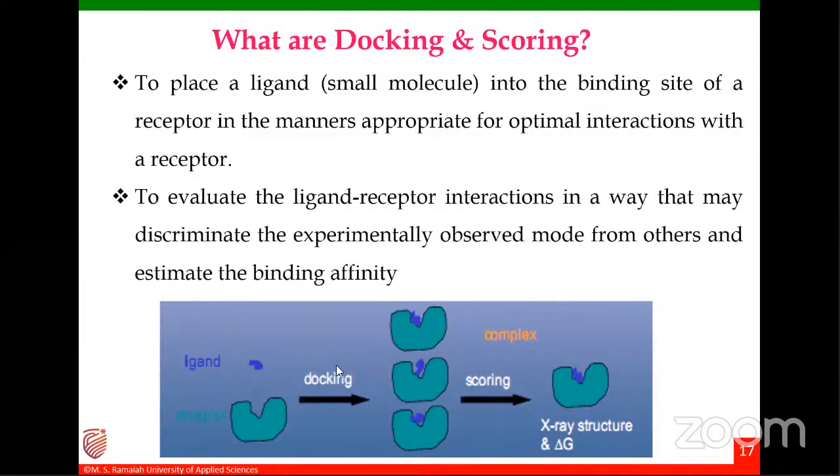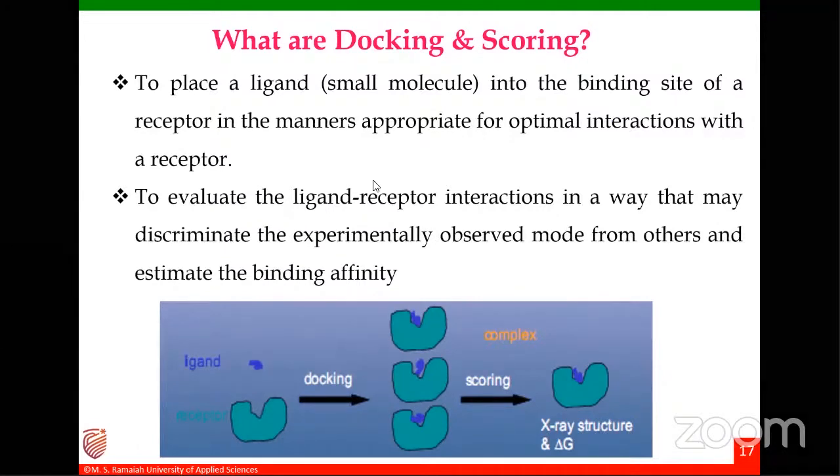Here you can see, this is a ligand, this is a receptor. Once you do the docking, it will try different poses, a different number of poses, because, as we said, the ligand will be in a flexible, rotating mode. So it will rotate, and then it will give different scoring. Based on that scoring, the one with the highest energy will work out. It will be ranked.